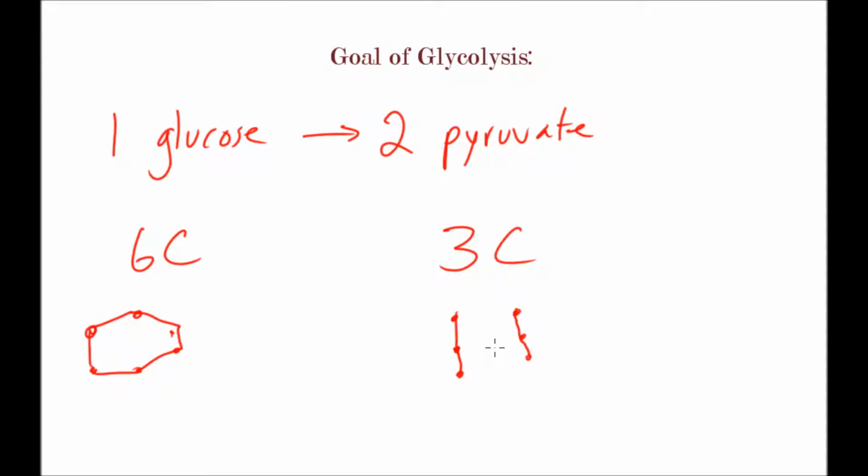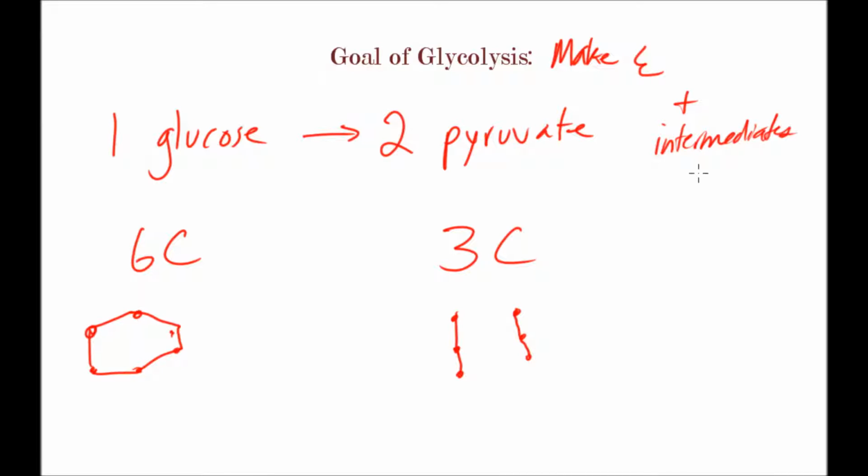And then from the TCA cycle, some of the intermediates can be dropped off at the electron transport chain, and eventually our goal is to make energy. And also, we want to make some intermediates.